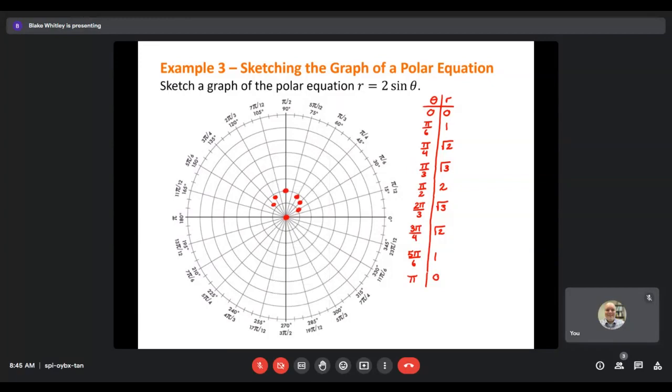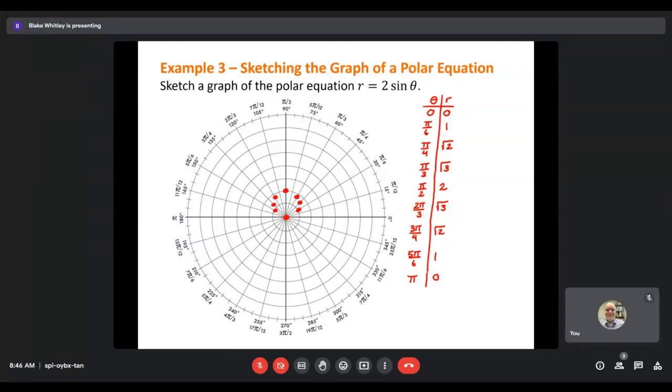At 5 pi over 6, our radius is 1. That's going to be here. And then at pi, our radius is 0. Anytime the radius is 0, you're going to be at the pole because we have no radius at all. Okay, and so here, we're back to the pole.